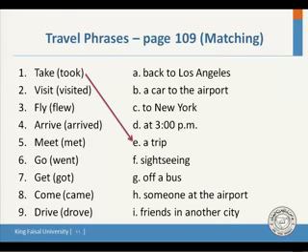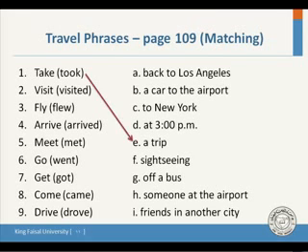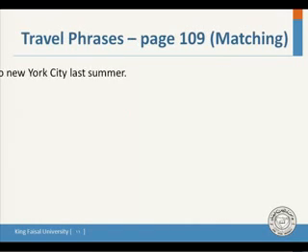Look at the second one. Visit, visited. Can you choose another one for visit? Visit, visit what? Okay. We have friends in another city. I want you to try and do this by yourselves. It's very easy. But now let's move to another slide about the same topic.